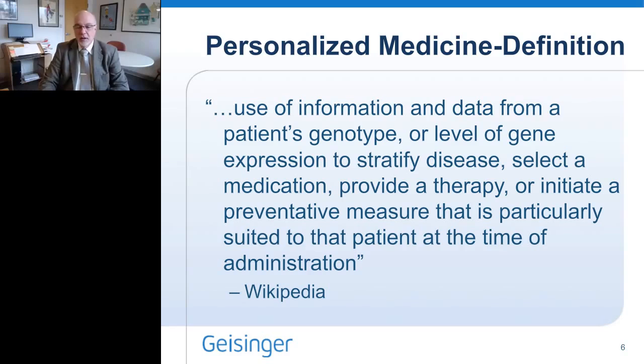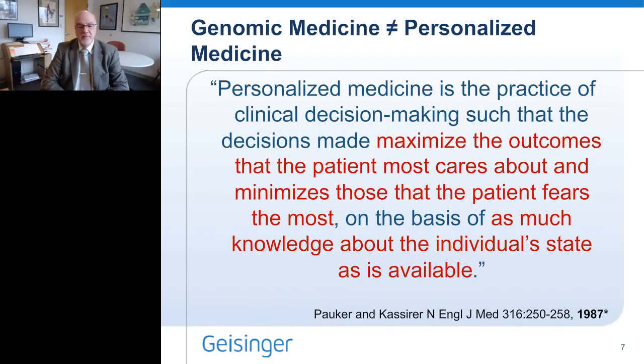And it's somewhat perhaps anachronistic for me as a geneticist to promote a definition of personalized medicine that doesn't include any reference to genetics or genomics, but this definition from Pauker and Kassirer in 1987 to me really sums up what we're trying to do in personalized medicine. They, in their article, state, personalized medicine is the practice of clinical decision making such that the decisions made maximize the outcomes that the patient most cares about and minimizes those that the patient fears the most, on the basis of as much knowledge about the individual status as available.